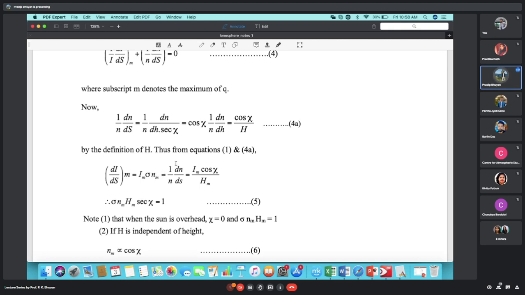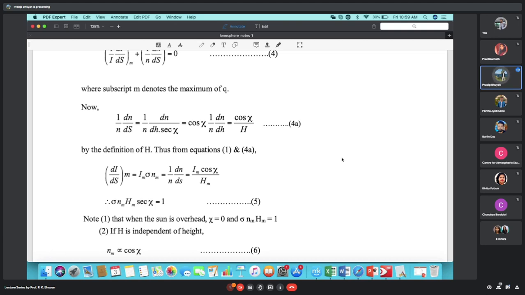So this is equal to 1 by m d and ds. You can write the equation or you can do it on your own. Then Im cos of chi divided by hm. So we can take this hm here, and write cos of chi as secant chi, and this is equal to 1. This is sigma nm hm secant chi. Im and Im will cancel. Secant chi is equal to 1.